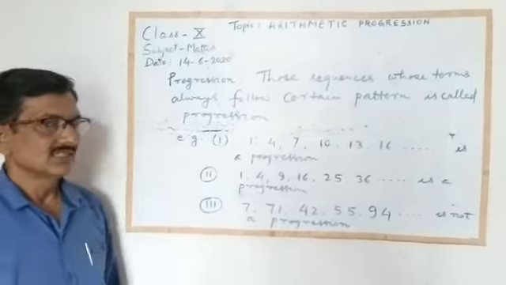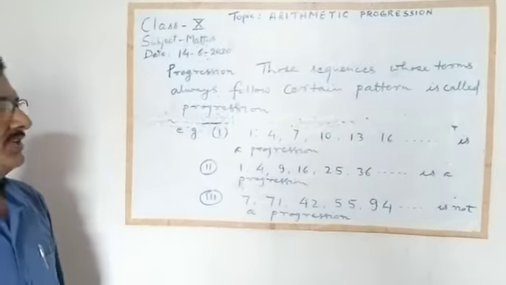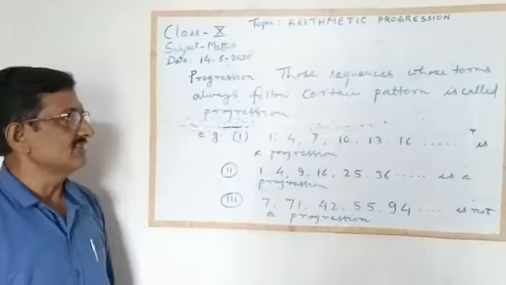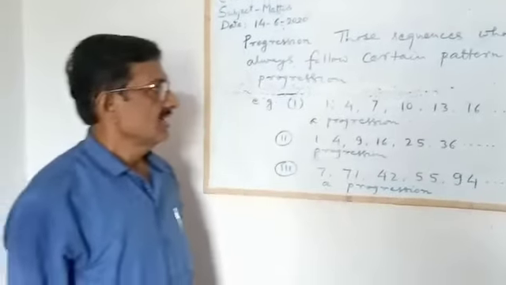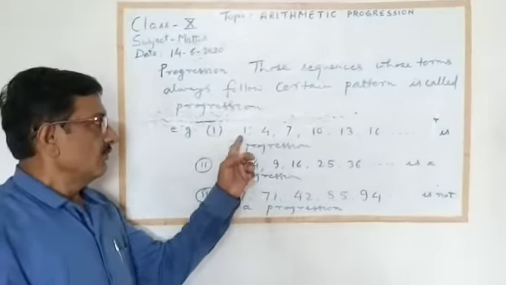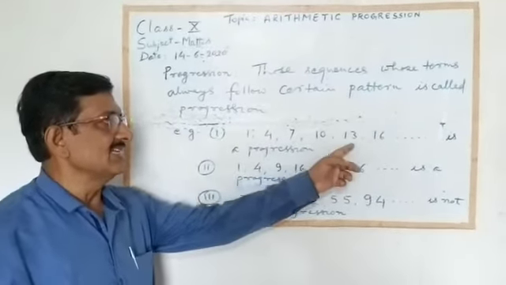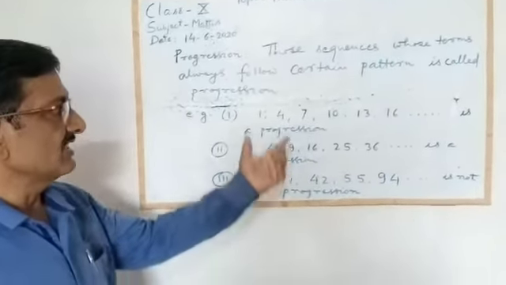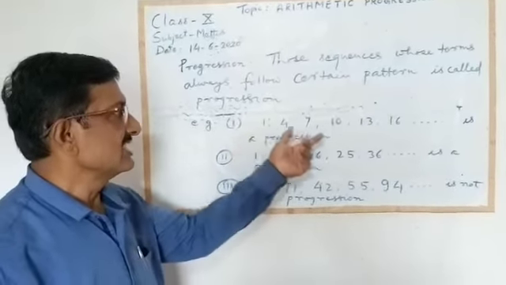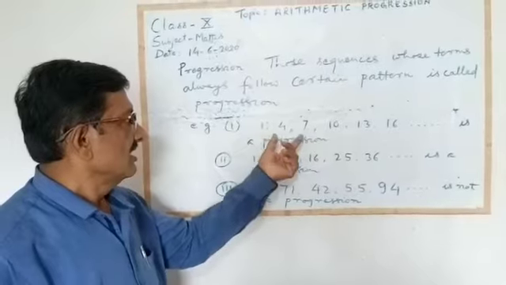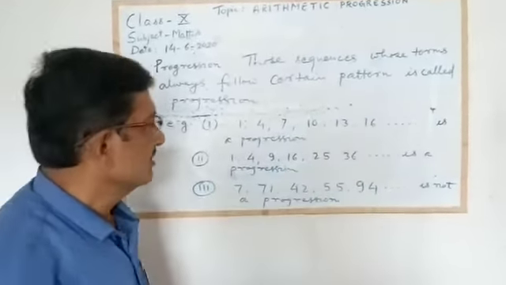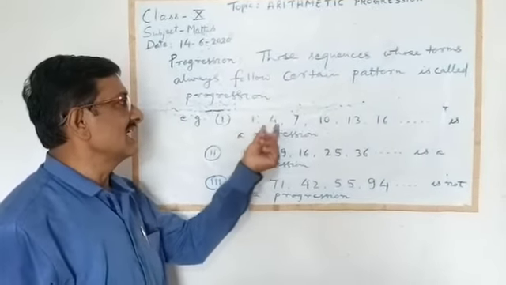What is a progression? Those sequences whose terms always follow a definite pattern are called a progression. Here I am giving you some examples. 1, 4, 7, 10, 13, 16. Here we are observing that each number, except the first term, is advancing by 3. When 3 is added to 1, we get 4.